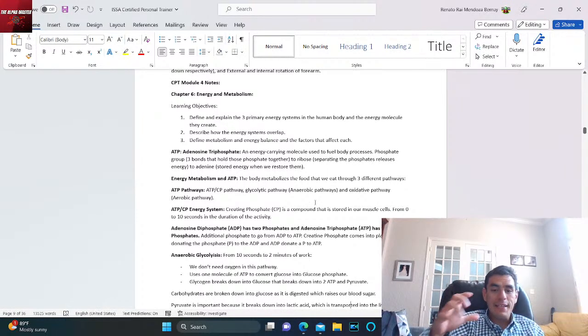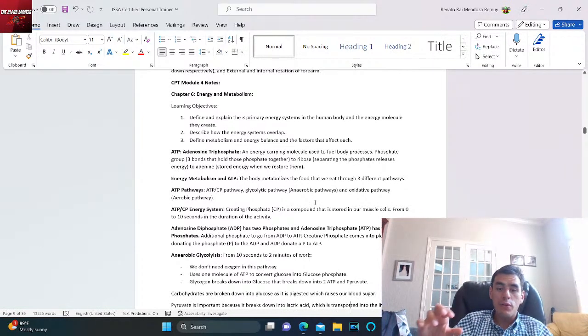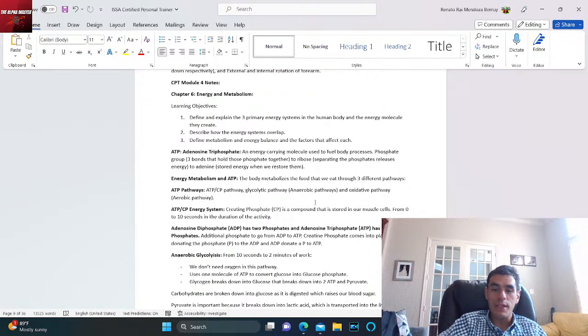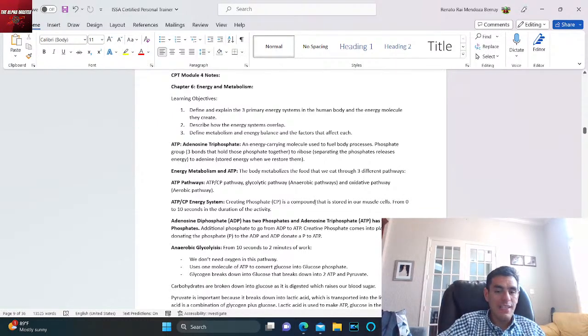Pyruvate is important because it breaks down into lactic acid, which is transported into the liver. Lactic acid is a combination of glycogen, or the molecule of glycogen, plus glucose.